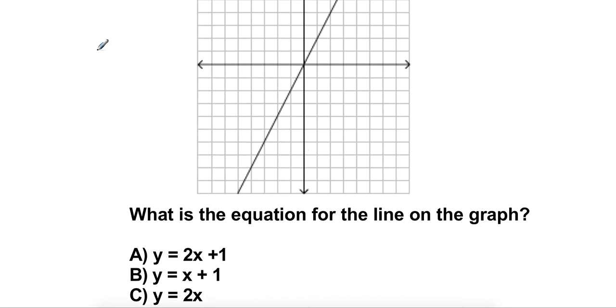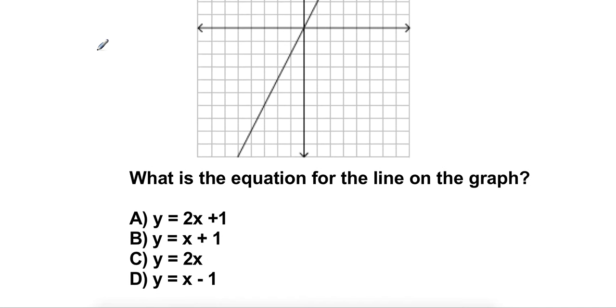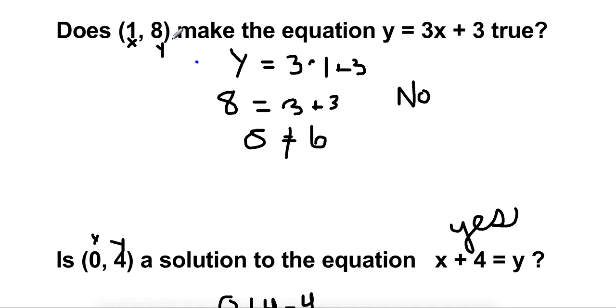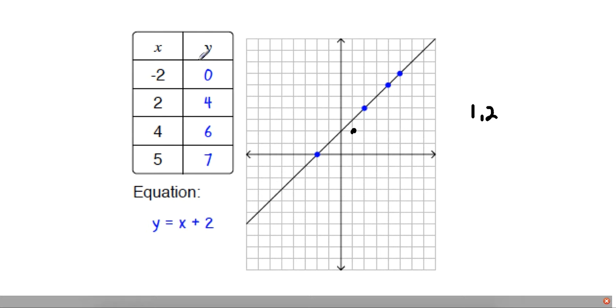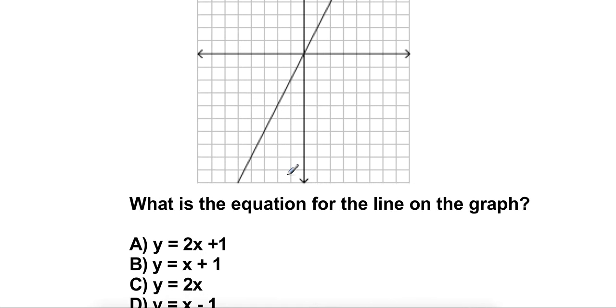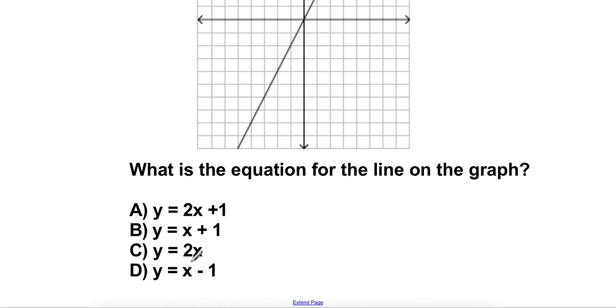All right, the last thing we have to be able to do is find an equation if we're given the graph. So far we have been given a point, and we have to use the equation to find if it's on the line. We have been given a function table to graph the line and find the equation. So now we have to use the graph to find out which one of these equations is that line.